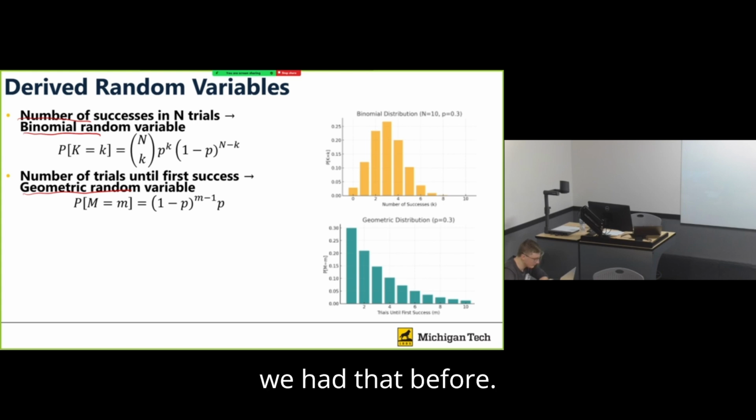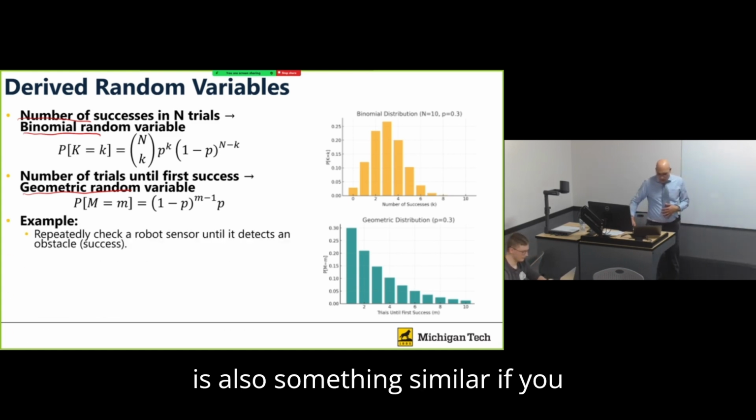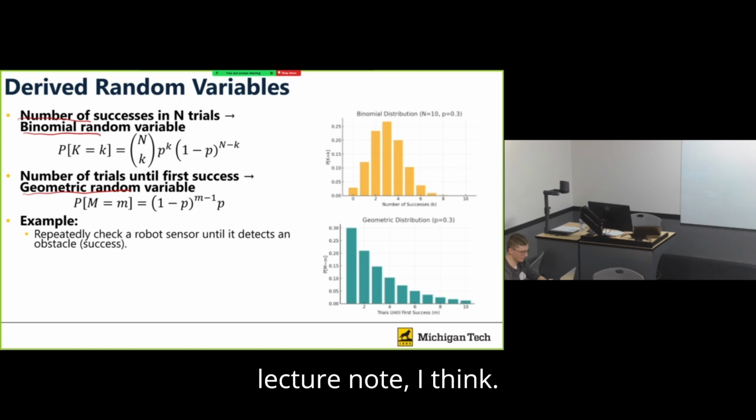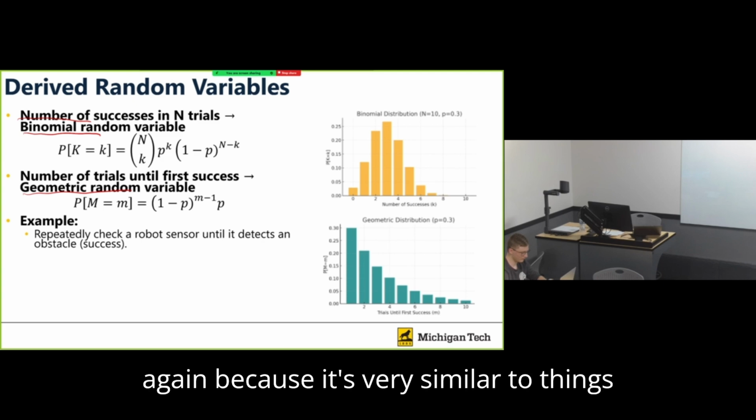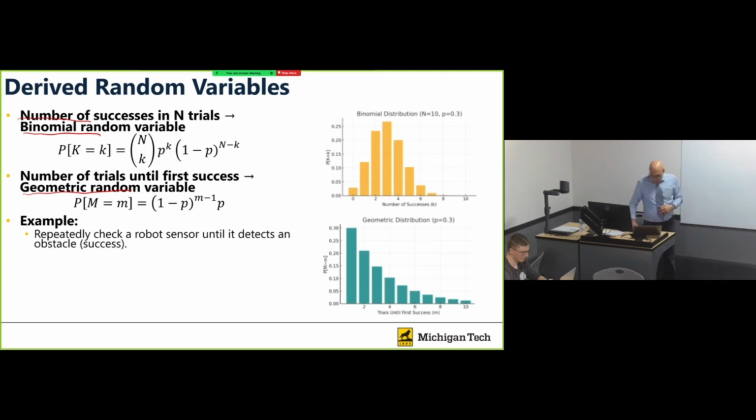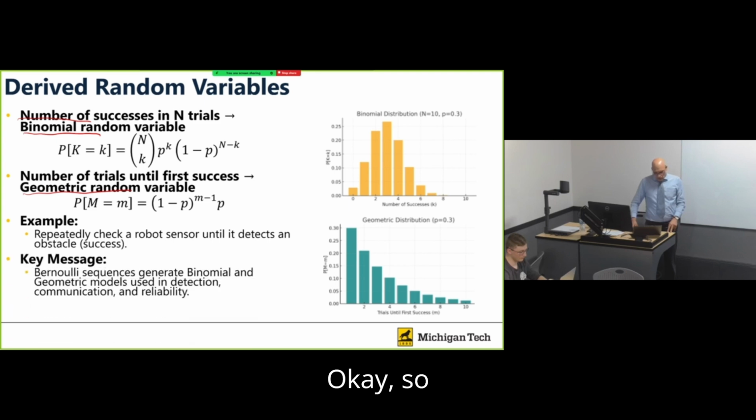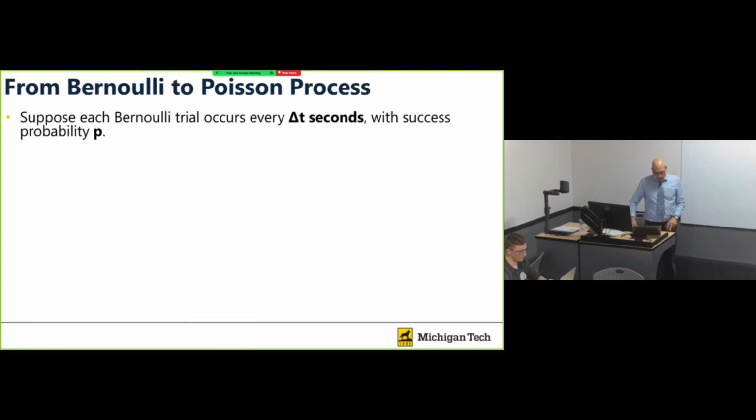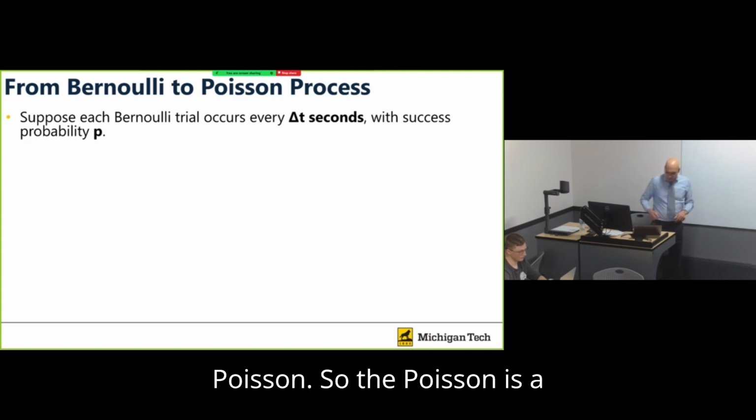So we had that before, and the geometric is also something similar. I explained this in the lecture note, I think. So that's for geometric. I just explained this again because it's very similar to what we want to talk about today, that is the Poisson distribution. Okay, so let's move from Bernoulli to Poisson.